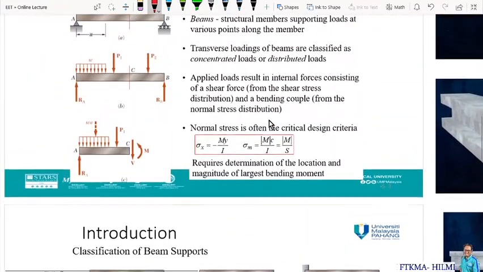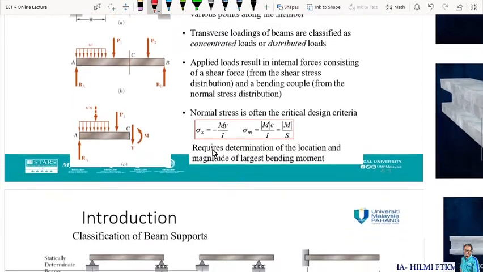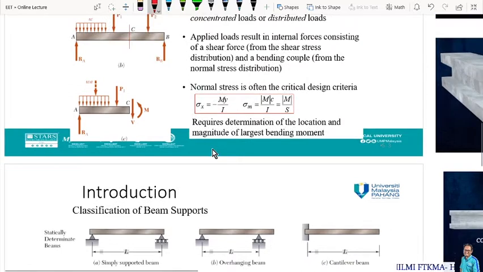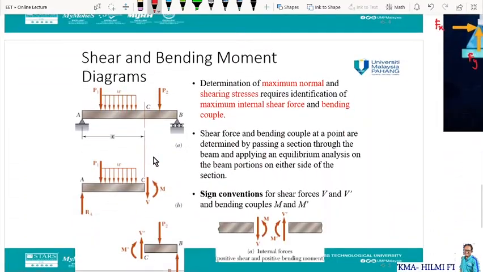As I mentioned in the previous part, it is very important to identify the location of the maximum bending moment in order to identify the maximum stress that occurs along the beam. The usage of the bending moment diagram and shear force diagram is going to make the process much easier, and therefore it is very important to understand how to draw or plot the shear force diagram, or SFD, and the bending moment diagram, or BMD. So now let's proceed with the shear and bending moment diagram.